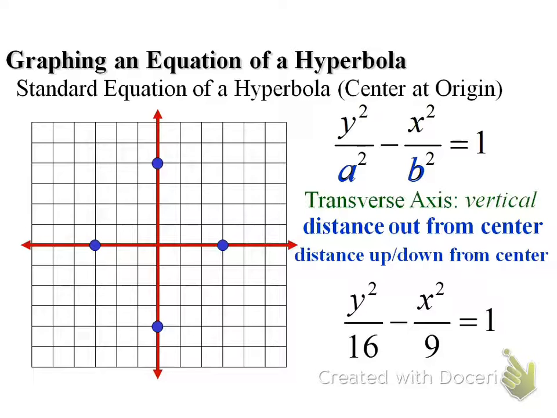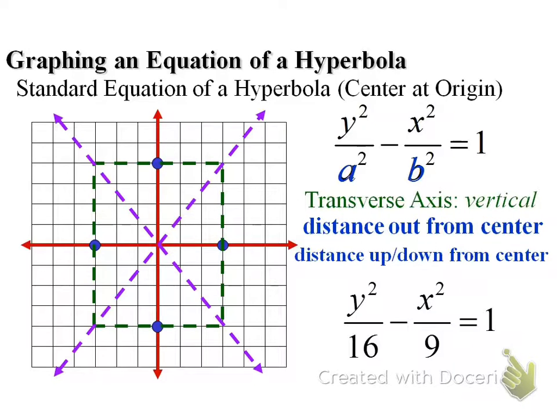All right, so now I'm going to draw in this box. The box tells me where my asymptotes are located. So the asymptotes are going to go through this box. Now, normally we would then write an equation in y equals mx plus b form for this. It's just rise over run for your slope. We'll get to that in a second.